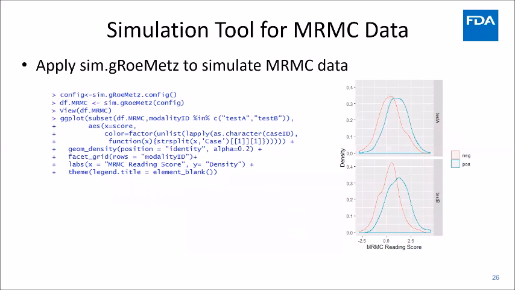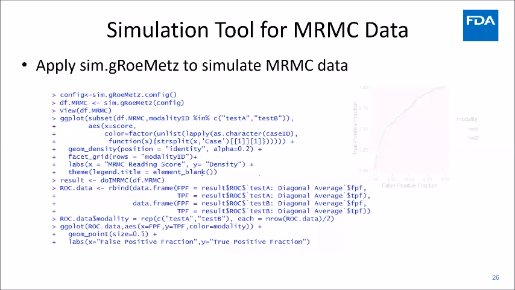From this simulated data, we can draw the distribution of the reading scores from all the readers for each modality and each truth state. By applying the iMRMC function to our simulated data, we can get the reader-average ROC curves and compute the AUC for each modality.